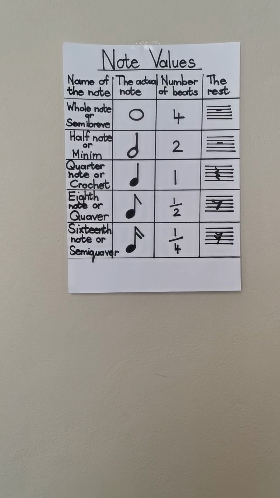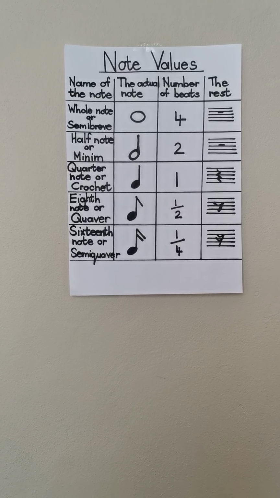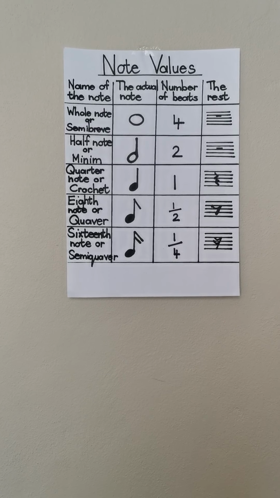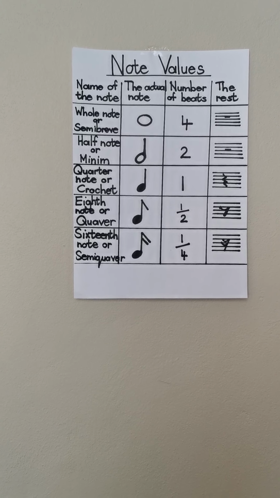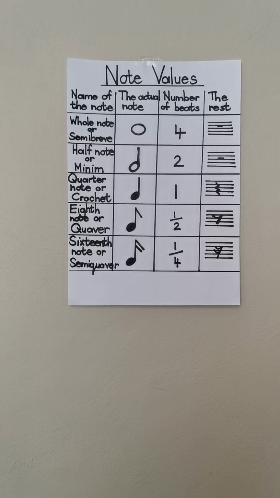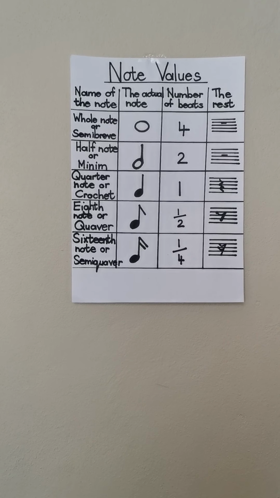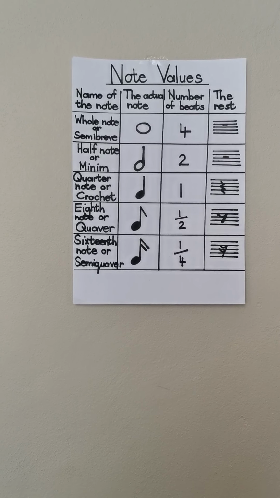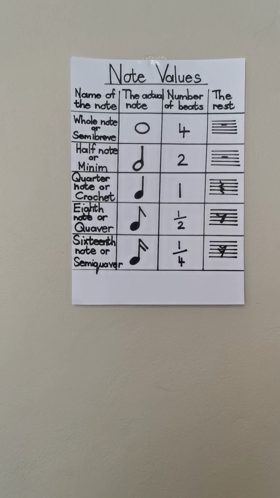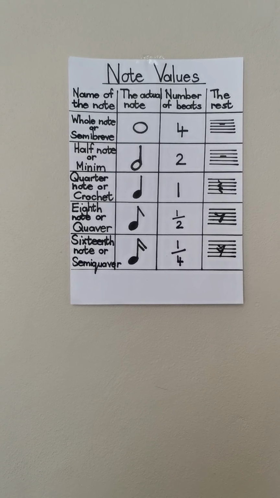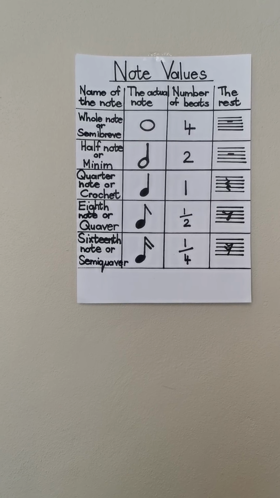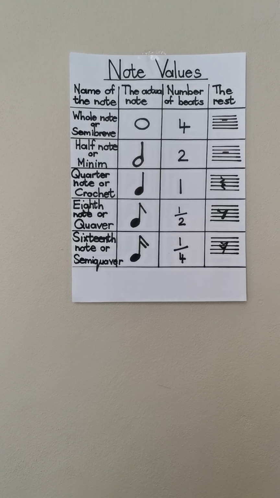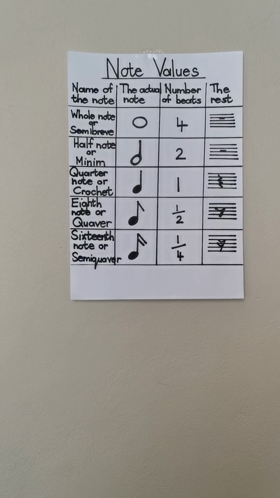This is all the note values, and it ends on a semiquaver. You will see in the first block, it is the name of the note, which is a whole note or semibreve, and the actual note looks like what you see there, the whole note, and it counts for 4 beats. Next to that is the 4 beat rest. The next one is the half note or minim. Look at the minim. And then that counts 2 beats, and next to it is the minim rest.